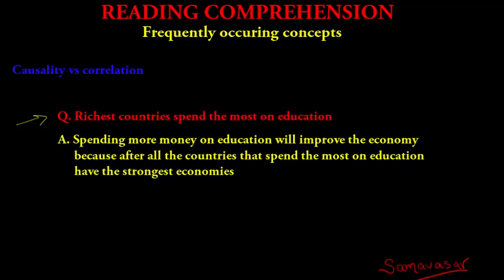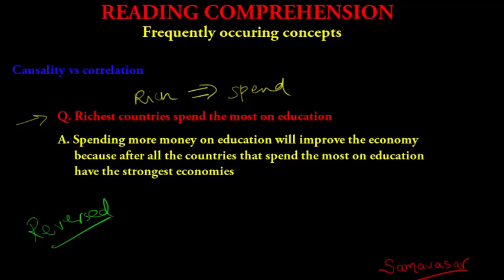So, as you can see, here there is a causation that if you are rich, it implies you will spend more on education. But if you see the answer choice, the causality has been reversed. So this is a case of reversed causality. Here you are saying that if you spend more on education, it would imply that you become rich. So spending more money on education will improve the economy.